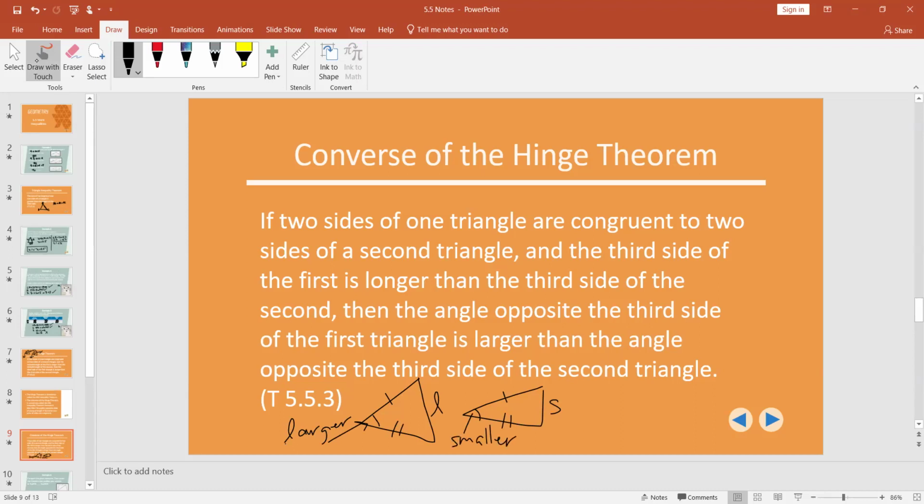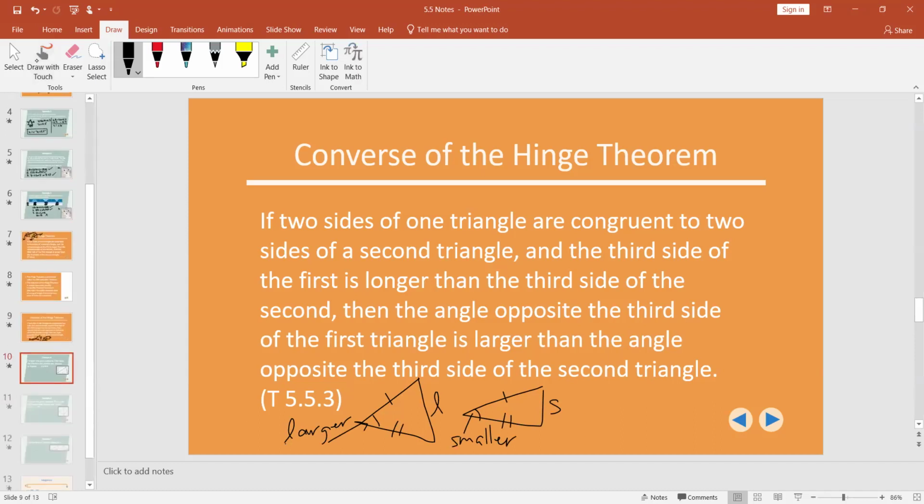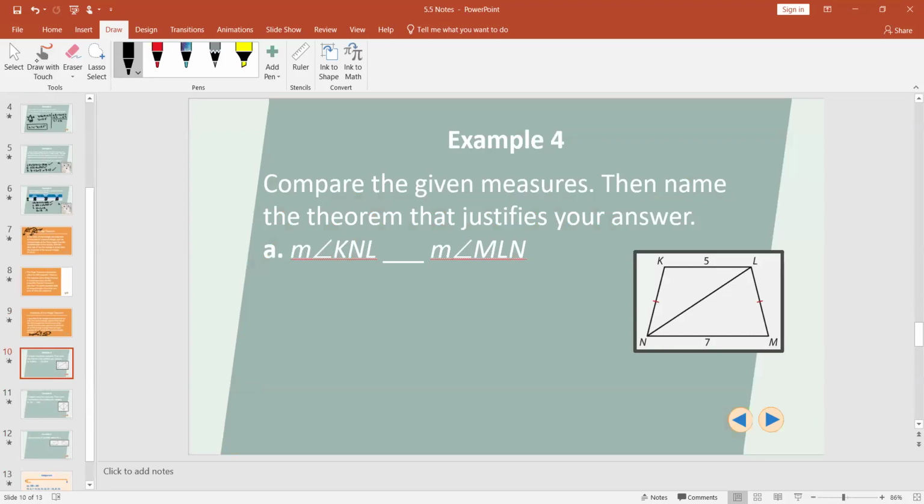I'm sorry, that's so messy. I'm having to use my fingertip instead of my pen. Okay, so that's the converse. So let's actually use these and practice it.